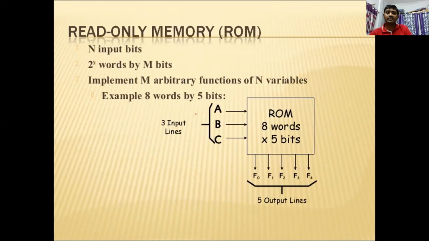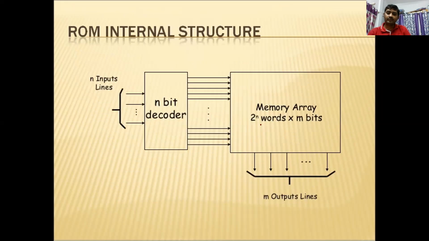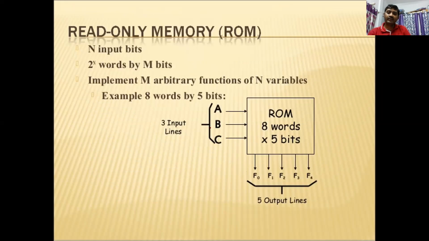Coming to the structure, it will look like this. It has n inputs and 2 power n words by m bits, to implement m arbitrary functions of n variables. See this structure: we have a decoder, and we have 3 input lines. Let us name them A, B, and C, right?